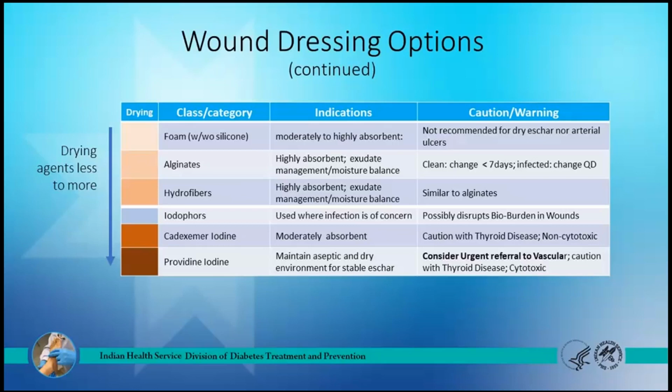Povidone iodine is our last and most drying agent out there. Historically, in the operating room, you paint it on as Betadine. You have to let it dry. Once it dries, it creates an aseptic environment. Again, we can use it on stable eschars. Again, caution with thyroid disease and the fact that these are cytotoxic agents.